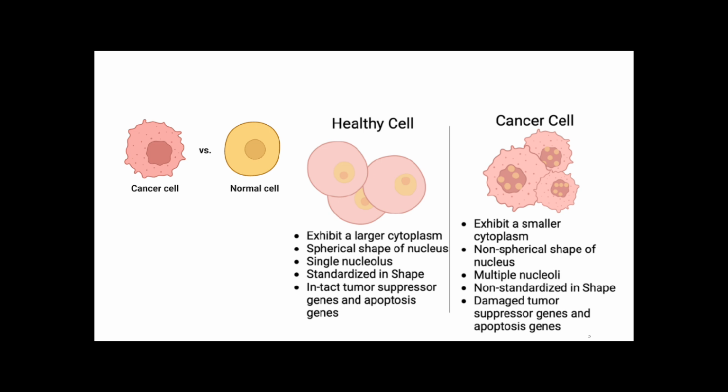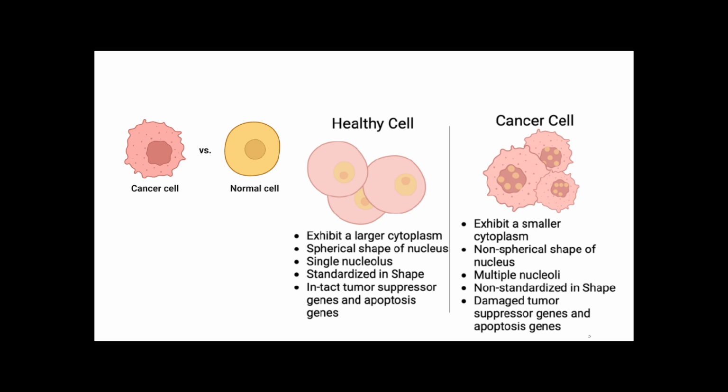So here, when we consider healthy cells, normal cells exhibit a large cytoplasm. So we already discussed that during the maturity, the nucleus size decreases and the cytoplasm size increases. That's why the cytoplasm is larger. When we consider the cell individually, the nucleus is spherical in shape. So inside we can see a spherical nucleus. The shape of these healthy cells is standardized.